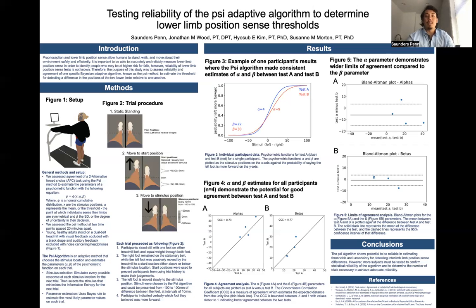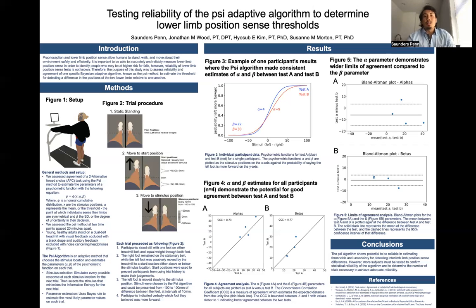Dr. Suzanne Morton's lab, and the title of my poster is Testing Reliability of the Psi Adaptive Algorithm to Determine Lower Limb Position Sense Thresholds. Lower limb position sense is essential for walking on different surfaces and navigating our environment. However, there are no reliable tests of lower limb position sense for specific contexts like standing and walking. Therefore, we developed and tested the reliability of a two alternative forced choice task, also known as AFC task, while participants stood on a split belt treadmill.